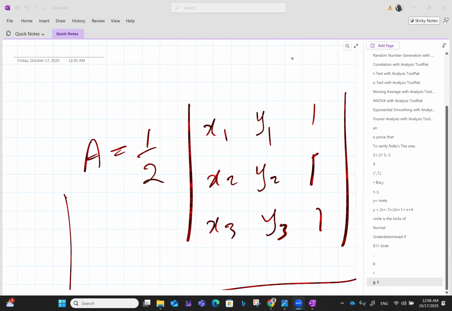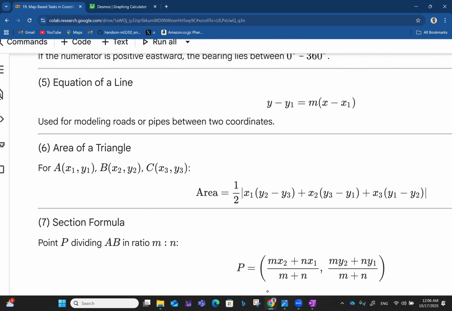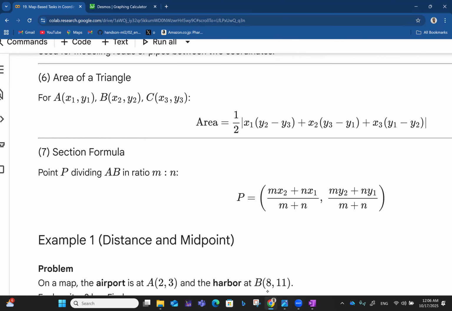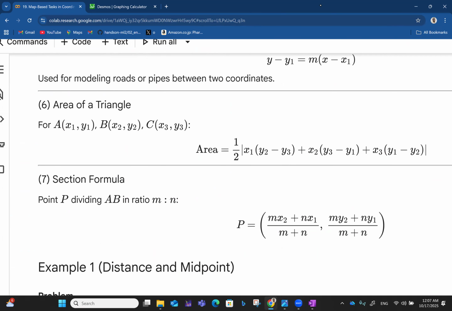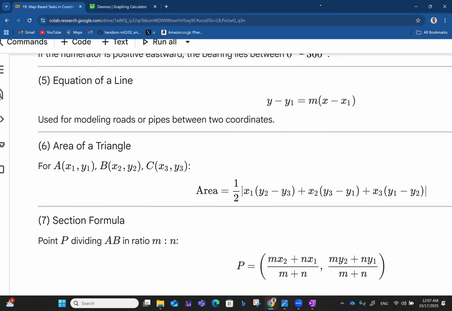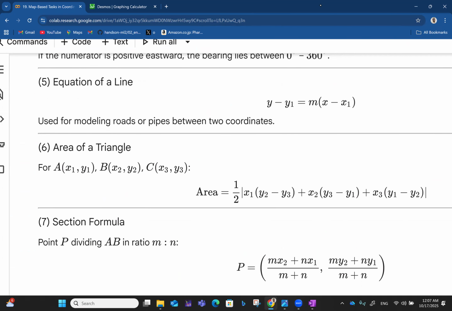Okay. Having taken care of that, we can also talk about the section formula. If you have a road or a line and you want to divide it into portions.